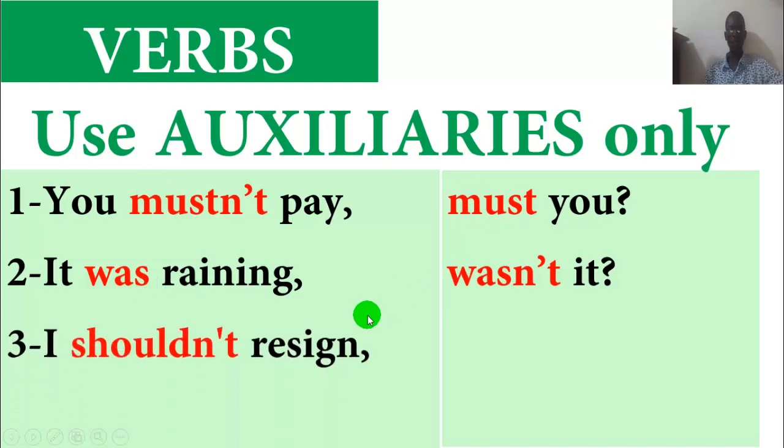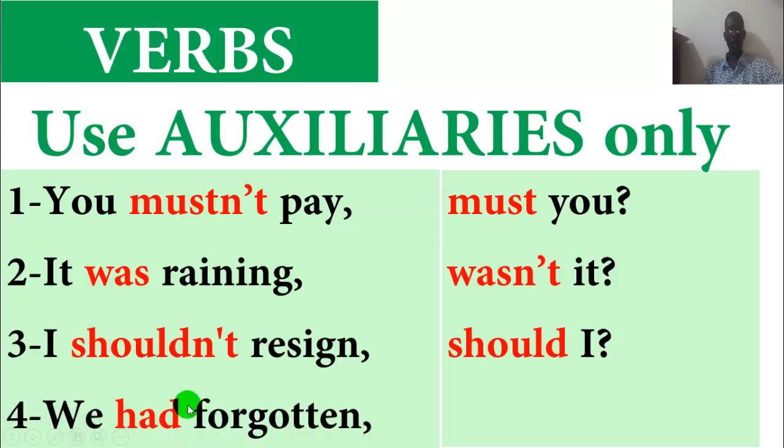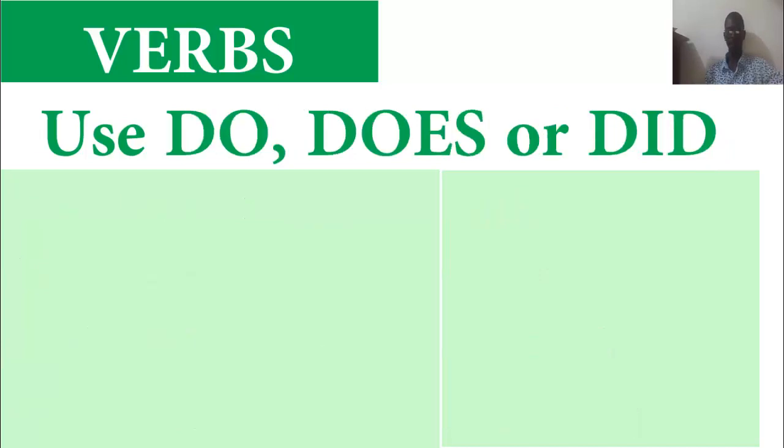I shouldn't resign. Je ne devrais pas démissionner. Should here is auxiliary. We repeat should. Should I? Affirmative form. Number 3, we had forgotten. On avait oublié. Had also is auxiliary. We repeat the auxiliaries. So, auxiliaries are the only verbs that we use to form tag questions. Don't use main verbs or ordinary verbs.